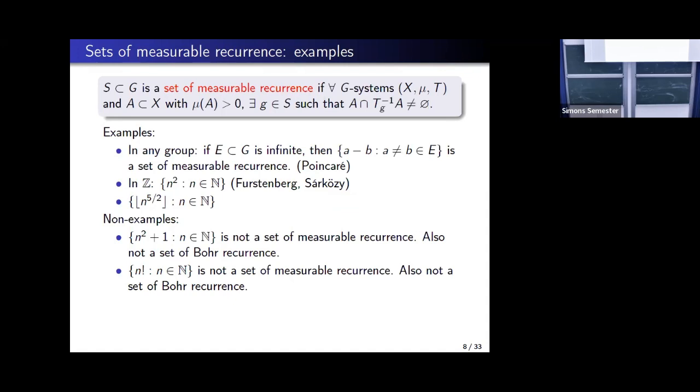And the integers, of course, are probably the most famous example of a set of measurable recurrence, and this kind of kicked off the study of sets of measurable recurrence as such. The perfect squares are a set of measurable recurrence due to Furstenberg and Sárközy. Floor of n to the 5/2 is a set of measurable recurrence as well. I'm not sure exactly who was the first person to point this out. Bosher-Nitzan, maybe? Probably known before. I don't know.